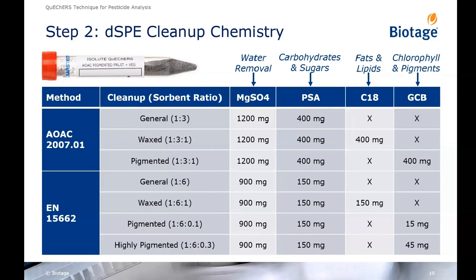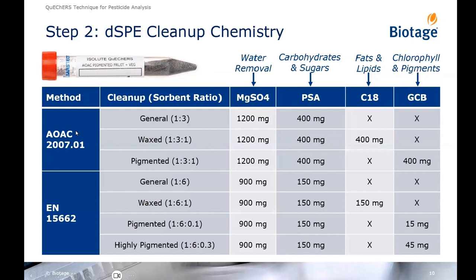Now, one thing that's common between AOAC and EN methods is that they all use the same media. These medias are used at different ratios, but for the most part, they're all the same. And you can see PSA, primary secondary amine, is an SPE media that's really good at removing any carbohydrates or sugars that are in the sample. C18 is a hydrophobic sorbent that is very good at removing fats and lipids that might be in the sample. And then GCB stands for graphitized carbon black, and that's really good at removing chlorophyll and any pigments in the sample.